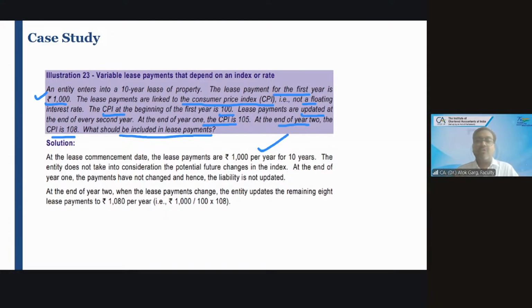The entity does not take into consideration the potential future changes in the index. At the end of year 1, the payment has not changed and hence the liability is not updated. At the end of year 2, when the lease payment changes, the entity updates the remaining 8 lease payments. You remember I told you that for variable lease payment, the rate at the commencement date was written in the standard. I have shown you. मैंने आपको बताया था. एक मिनट. Prevailing on the commencement date.